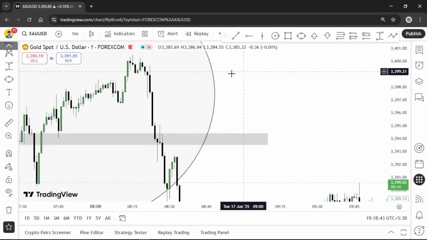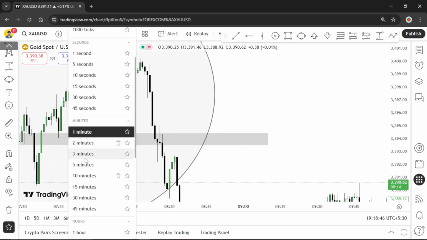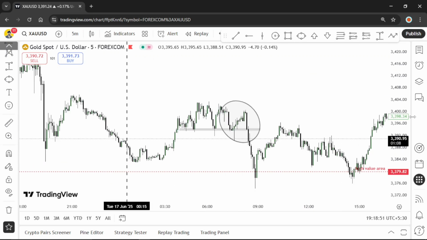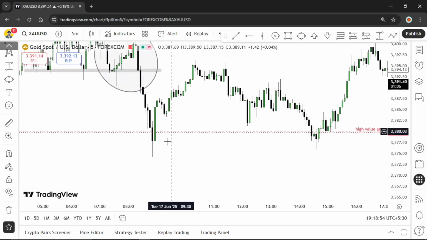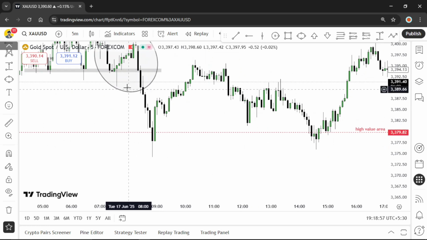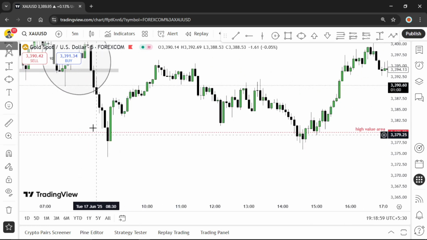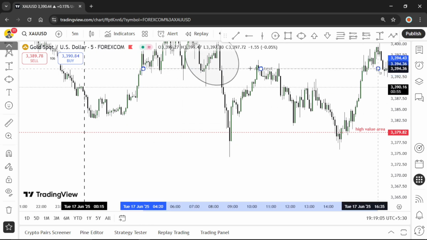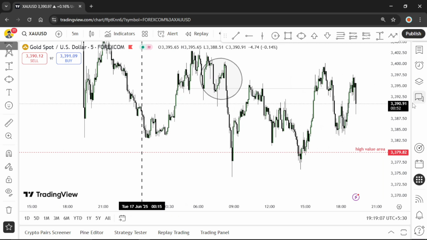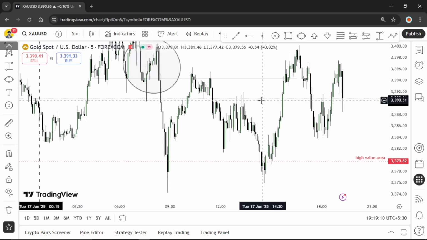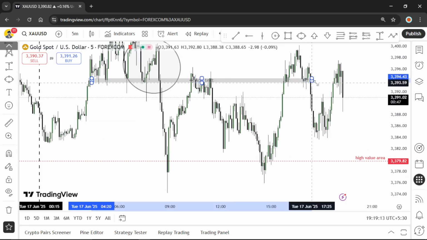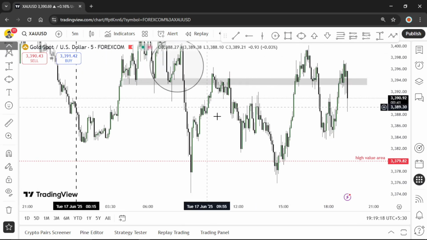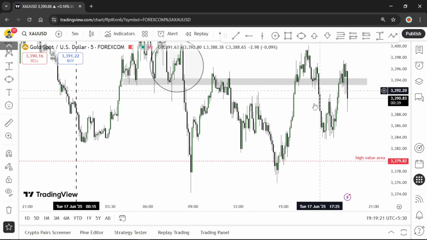Okay, so that was the first entry. That was the first trade opportunity, where the market comes to make manipulation in the high value area. The market comes to the high value area and shows some movement, and again reaches this support area and goes downside. The market is currently trading like this, and this is our support area.